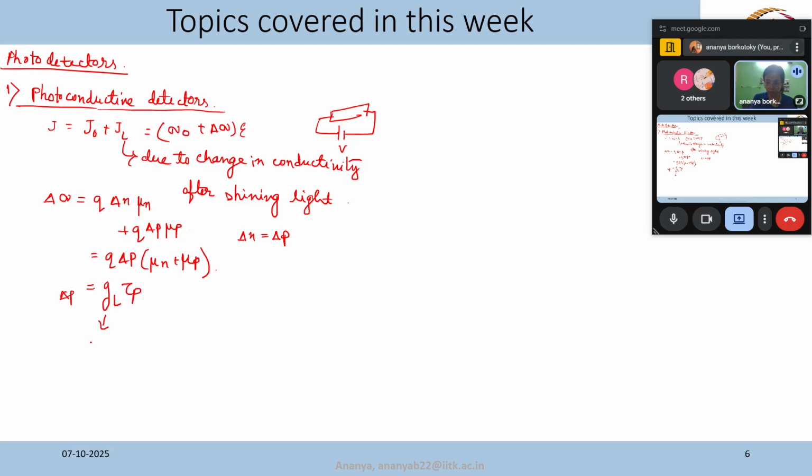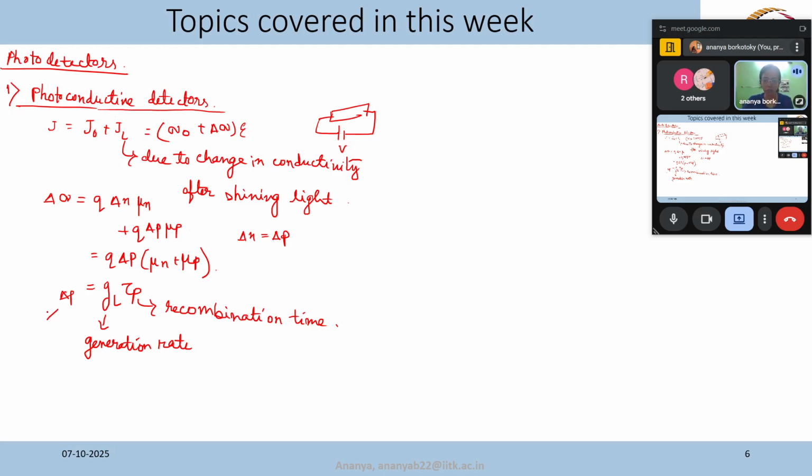So this is the generation rate, and this is the recombination time. This many electron and hole pairs are generated per unit time, and we have to multiply by the recombination time because after that time they will be recombined.